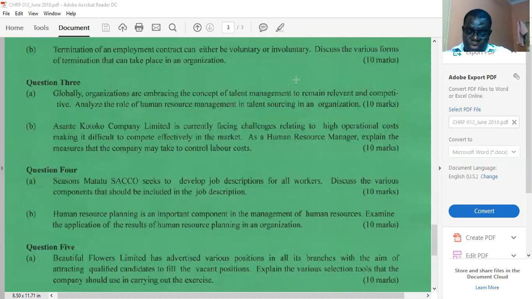You want to be able to come up with effective talent acquisition plans, so that you are able to attract the right talent. You are able to get the right sources of getting this talent so as they join your organization.